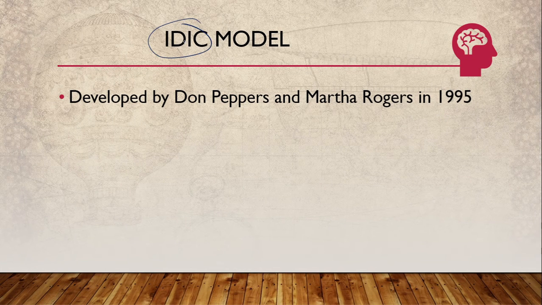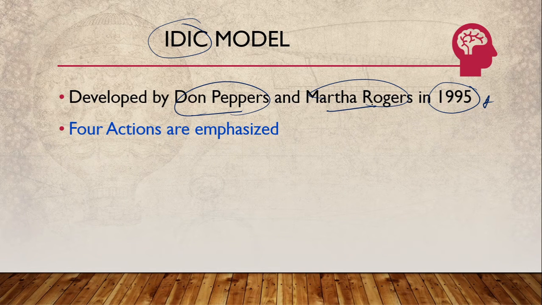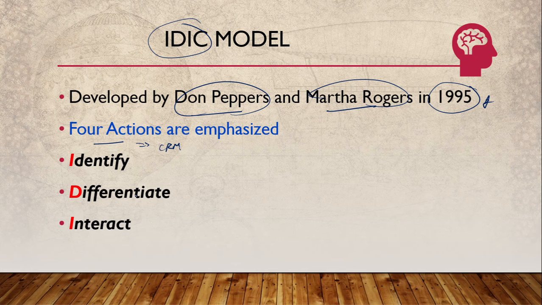The IDIC model was developed by Don Peppers and Martha Rogers in the year 1995. Okay. So just remember the names and the year. What this model emphasizes is 4 actions that the company or the CRM has to take for better efficiency: identify, differentiate, interact, and customize. The first letters of these 4 terms make up the term IDIC.